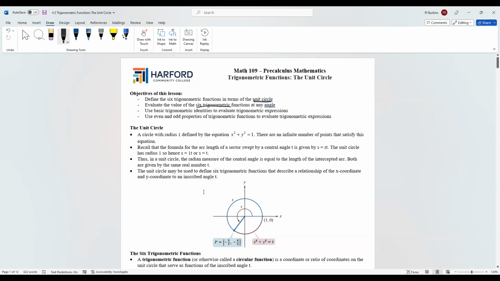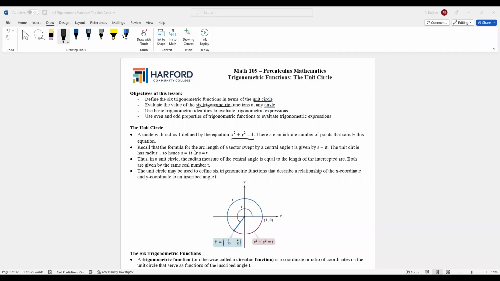So what is the unit circle? So unit means 1. And so this circle is a circle with a radius of 1. And so if you wanted the equation for that, it would be x squared plus y squared is equal to 1. So anywhere on the circle, the distance from the origin out to the edge is 1. So there's an infinite number of points that satisfy that equation, but there are really nice points that we use for trig functions.